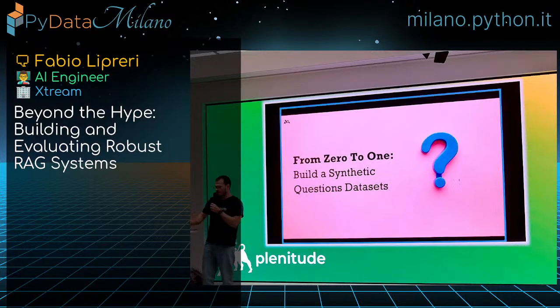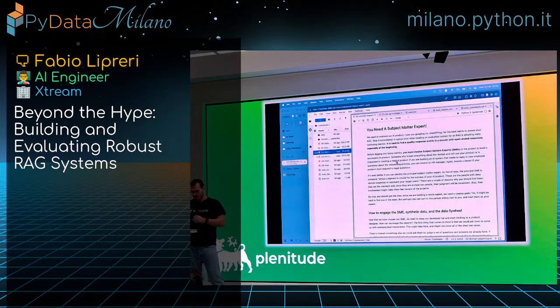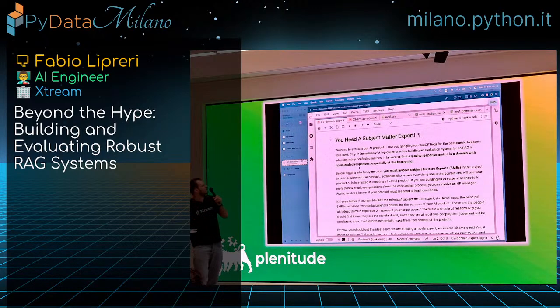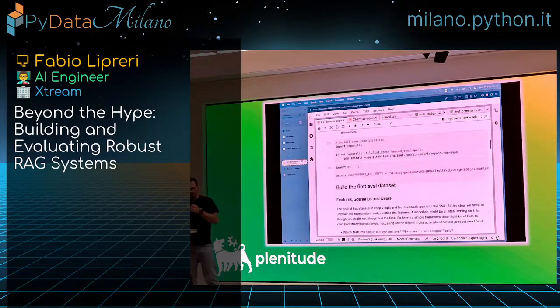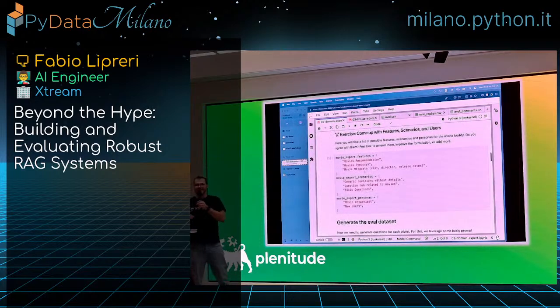Now I have prepared some code, maybe I could zoom in a little bit. Let's close this. Could you see? Okay, a wall of text. So, OpenAI key. Sorry.